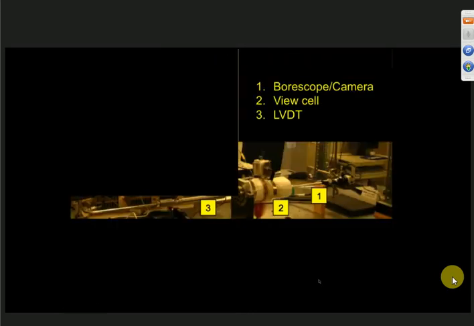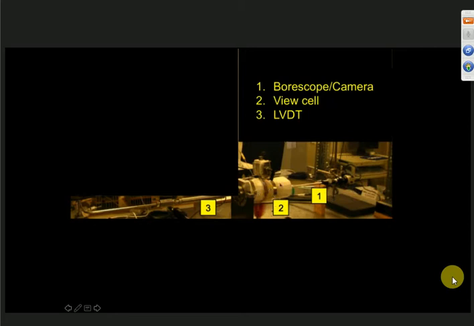Now, let me show you the real equipment that we use in our lab. This is one of the phase behavior and density measuring apparatus. Number 1 is a borescope that is used to look inside the cell. When the cell is under pressure, it's really dangerous to look with your eye. That's why we use the borescope and a camera connected to a computer monitor, so you can see what's going on inside the cell.